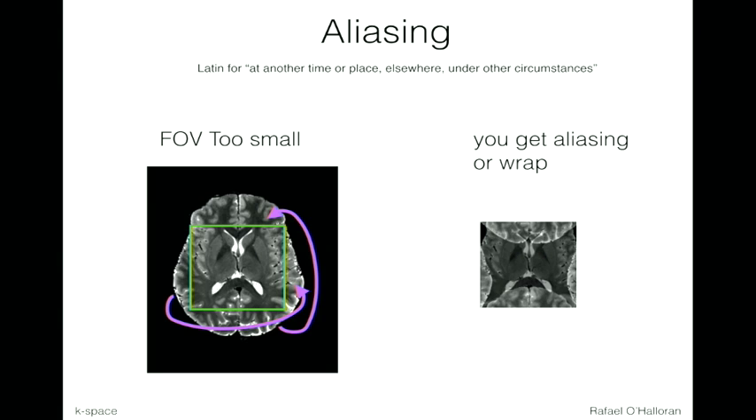And so this process is also known as aliasing, which is just Latin for at another time, place, elsewhere, or under other circumstances. And it's when signal from somewhere elsewhere wraps into an area where we don't want it. And the problem, as I alluded to earlier in my answer, is that the field of view is too small. So I asked for a field of view that was too small for my image, and then my scanner, not knowing that I made a mistake, just set up the sampling like it was a small field of view, and then I got wrap.